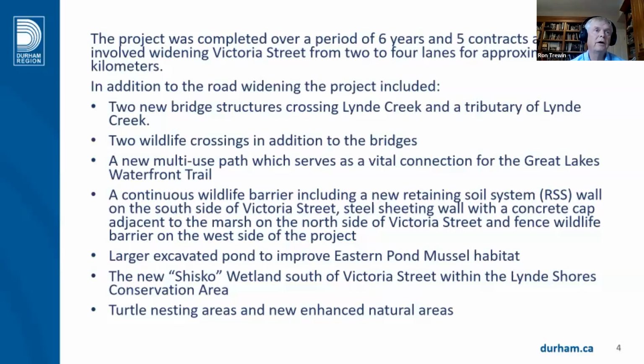The fence and wildlife barrier on the west side was part of the project. A larger excavated pond to improve the eastern pond mussel habitat, which was our species at risk, which we had to go through DFO approval. The new Shishko wetland south of Victoria Street, and turtle nesting areas and new enhanced natural areas. One of the bridges was to replace at Lynde Creek, the tributary was to replace a triple culvert.